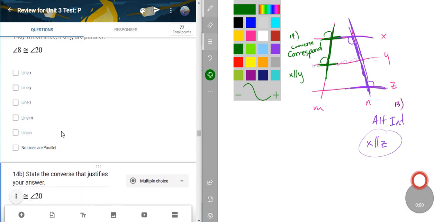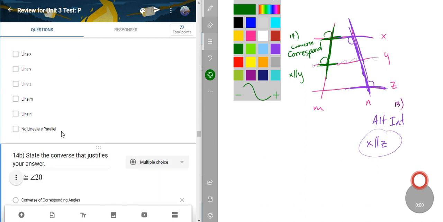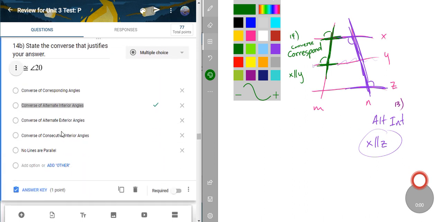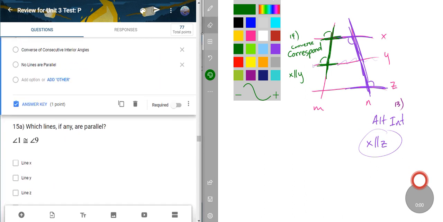Okay. Next, wait, was that 14? No, I lied. That was 15. Correction. I was off by 1. This was 15. This was 14. Okay. On to 16 then.